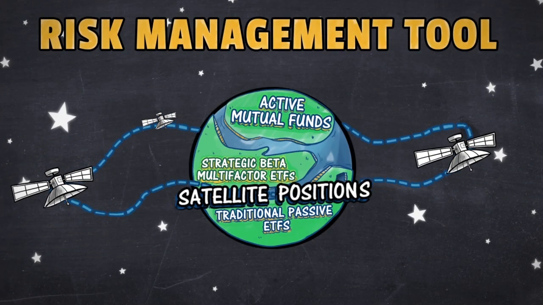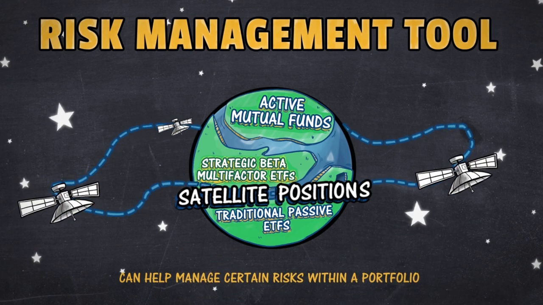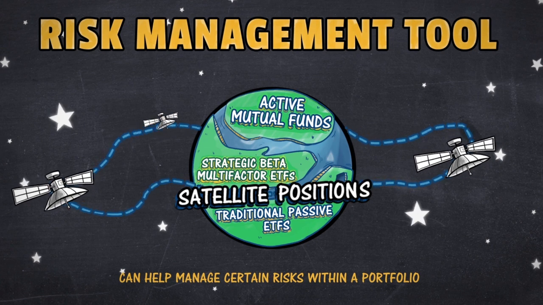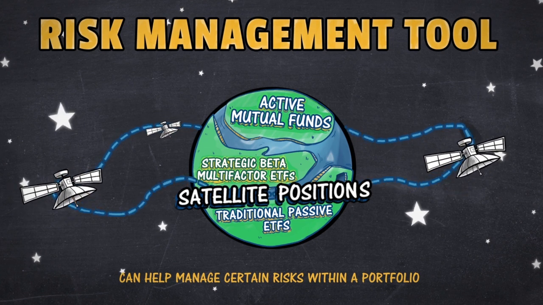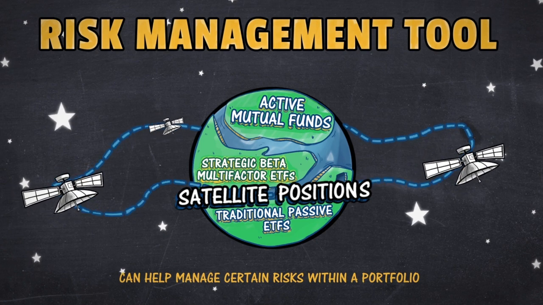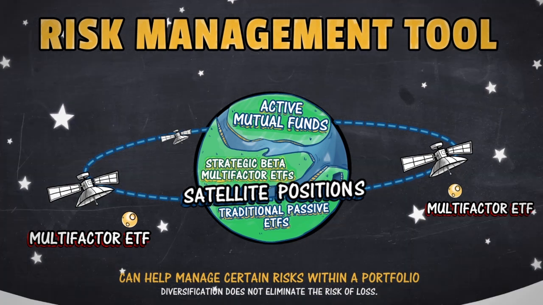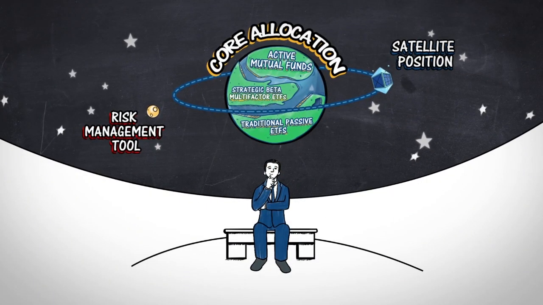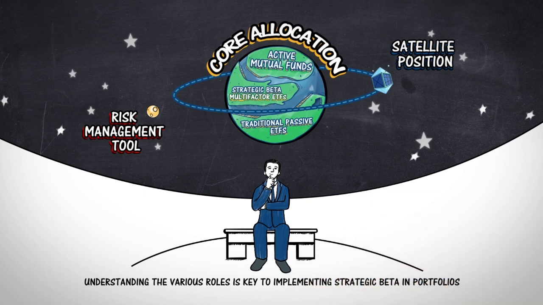Strategic beta ETFs can also help manage certain risks within a portfolio. If an investor currently owns an ETF or actively managed fund that may be susceptible to unintentional risk exposures, they may want to consider pairing it with a more diversified multi-factor ETF that could potentially mitigate some of the risks that may come from unintended exposures in those strategies. Once we understand the wheres and hows of strategic beta ETFs, it becomes a lot easier to see the role they could have in an investor's portfolio.